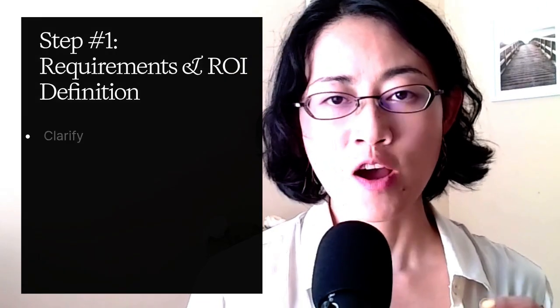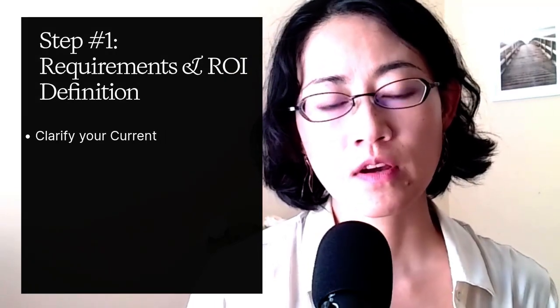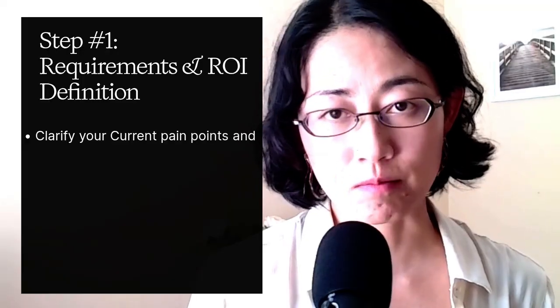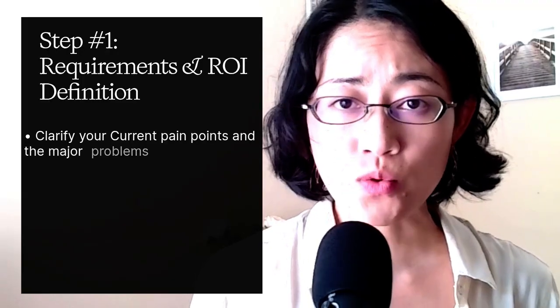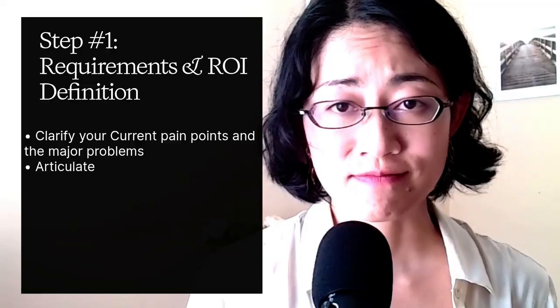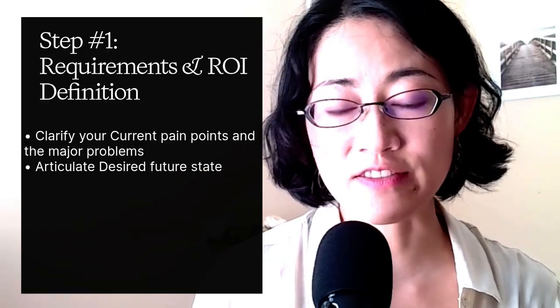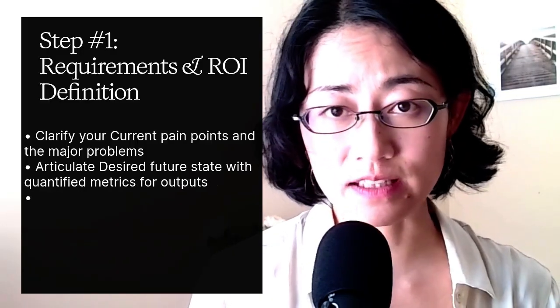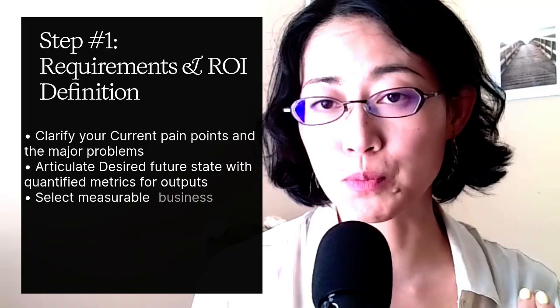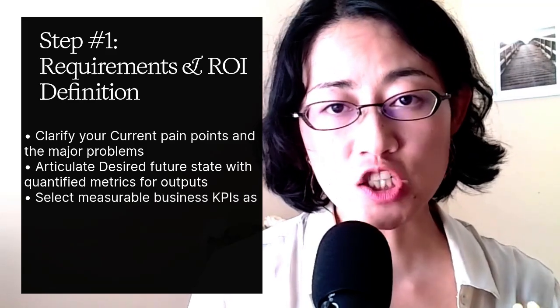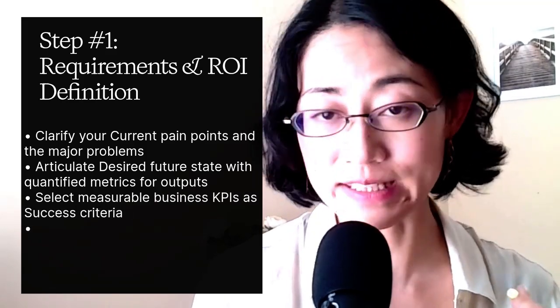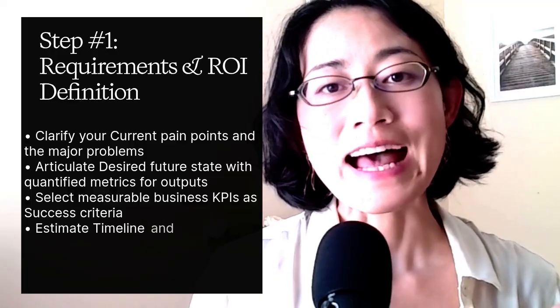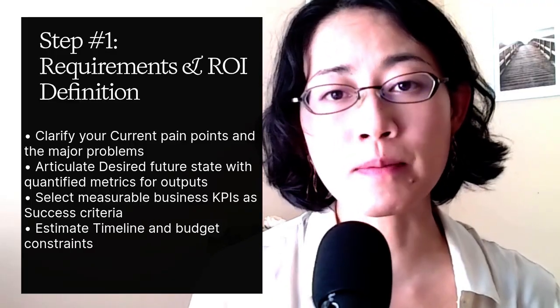Step 1, always requirements and ROI definition. First, create your own business case template, including clarifying your current pain point and the major problem. It must be fewer than 3, and understand the trade-off. Second, articulate the desired future state with a quantifiable metric of your output. Third, select measurable business KPIs as success criteria to test. Fourth, estimate the timeline and understand the budget constraints. Be realistic in your ROI calculation.